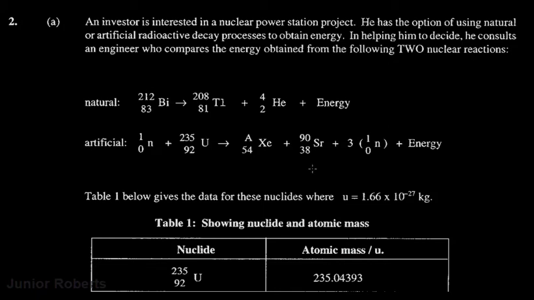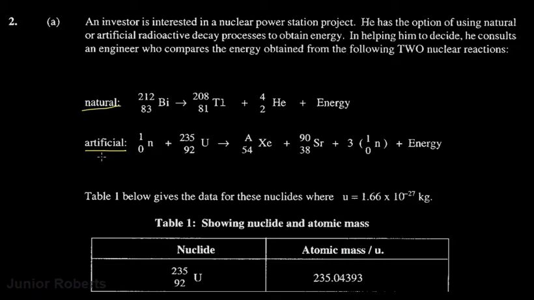It says here, an investor is interested in a nuclear power station. He has the option of using natural or artificial radioactive decay processes to obtain energy. In helping him to decide, he consults an engineer who compares the energy obtained from the following two nuclear reactions. Here we have our two nuclear reactions: one that undergoes a natural process and one that undergoes an artificial process.